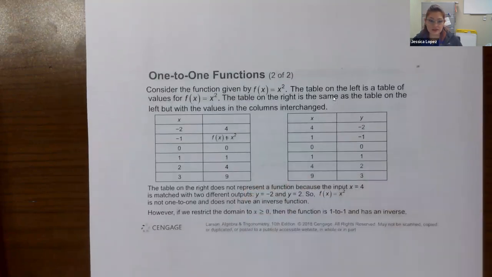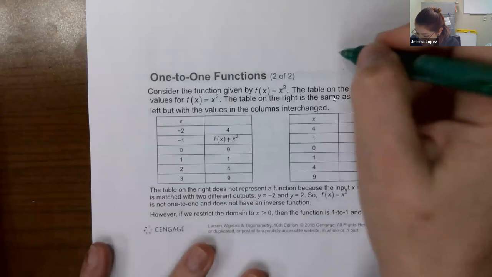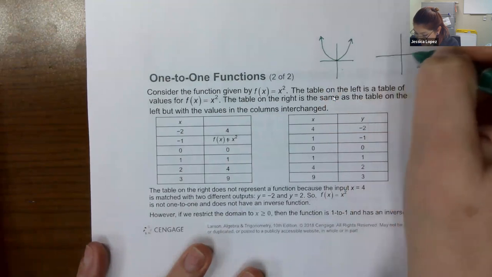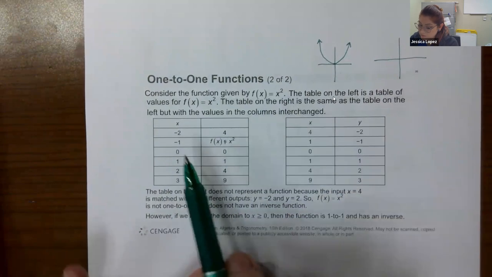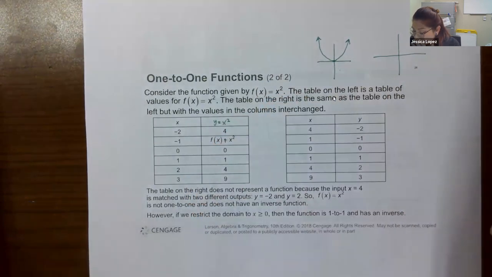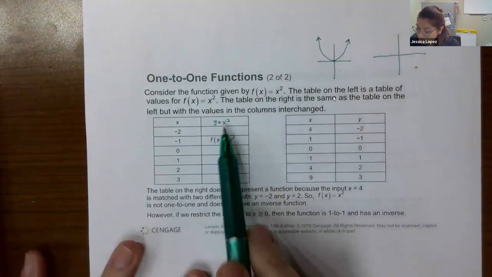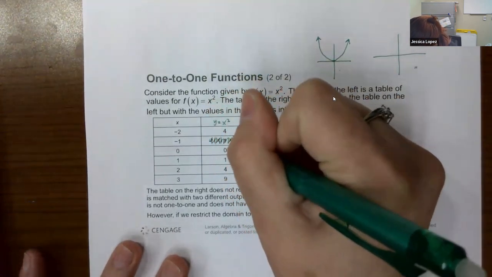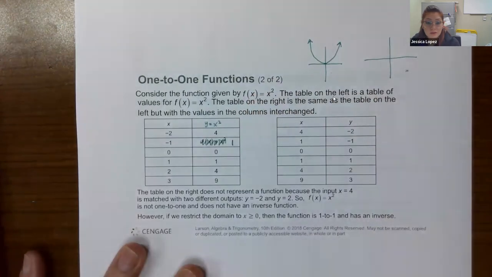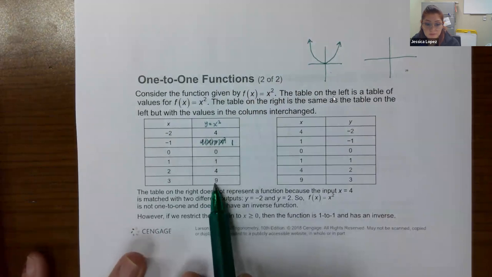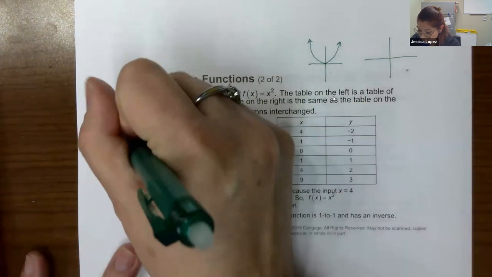Now, let's look at this. It says, consider the function given by f of x equals x squared, okay? Well, I can look at the graph of that as well, okay? Now, what happens is that if you were to plug in negative 2 into y equals x squared, okay, you would get 4 and then positive 1, right? You would get positive 1, okay? And then if you plug in 0, 0 squared is 0, 1 squared is 1, 2 squared is 4, 3 squared is 9. So this is f, okay? This is the box for f.